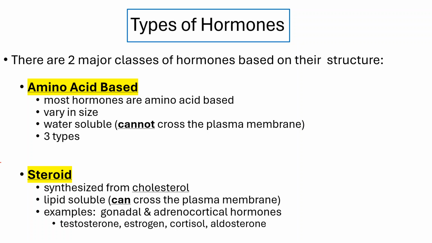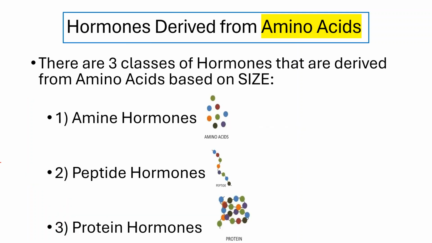It's also hydrophobic. Examples of steroid hormones are your gonadal hormones. These are going to be estrogen and testosterone. Your adrenocortical hormones, such as cortisol and aldosterone. So these four, testosterone, estrogen, cortisol, and aldosterone, are steroid based. They do not like water, and they can easily cross the plasma membrane to get inside of the cells.